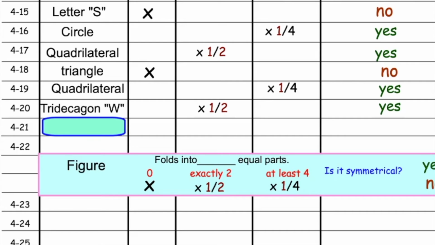So now we're ready to fill in our observation chart based on what we found out. So we found out that our shape was a pentagon, a shape with 5 sides, and that pentagon was not able to fold into any equal parts. And because of that, there was no chance for those parts to be symmetrical. So no, they were not symmetrical.